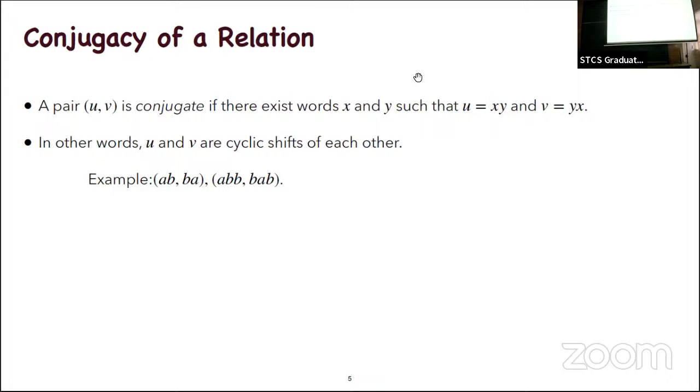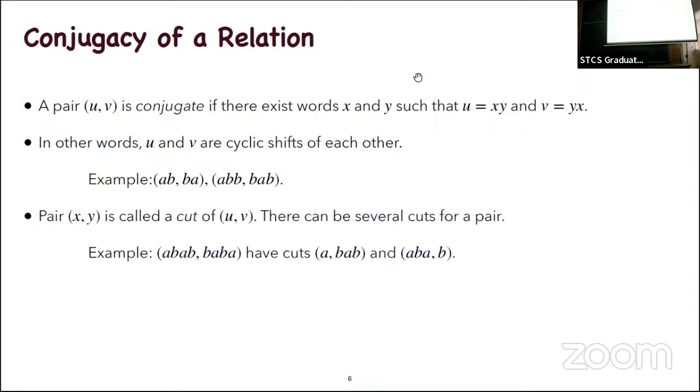Here, ABB and BAB: X is AB, Y is B. So, BAB and AB, so XY and YX. Okay, and the pair X, Y is called a cut. So this particular division, this splitting of U, we call a cut. The pair X, Y is called a cut of UV.